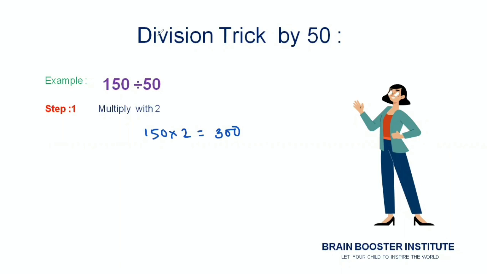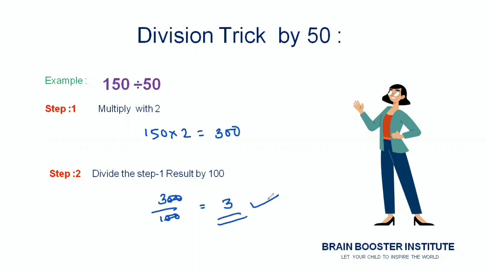That's wonderful. Now, step 2: divide the step 1 result by 100. Then what do you get, my friends? 300 by 100, the two zeros cancel, and the answer would be 3. It's a very simple method. And I'm going to reveal the secret behind this method at the end of this video, so please kindly watch this video.